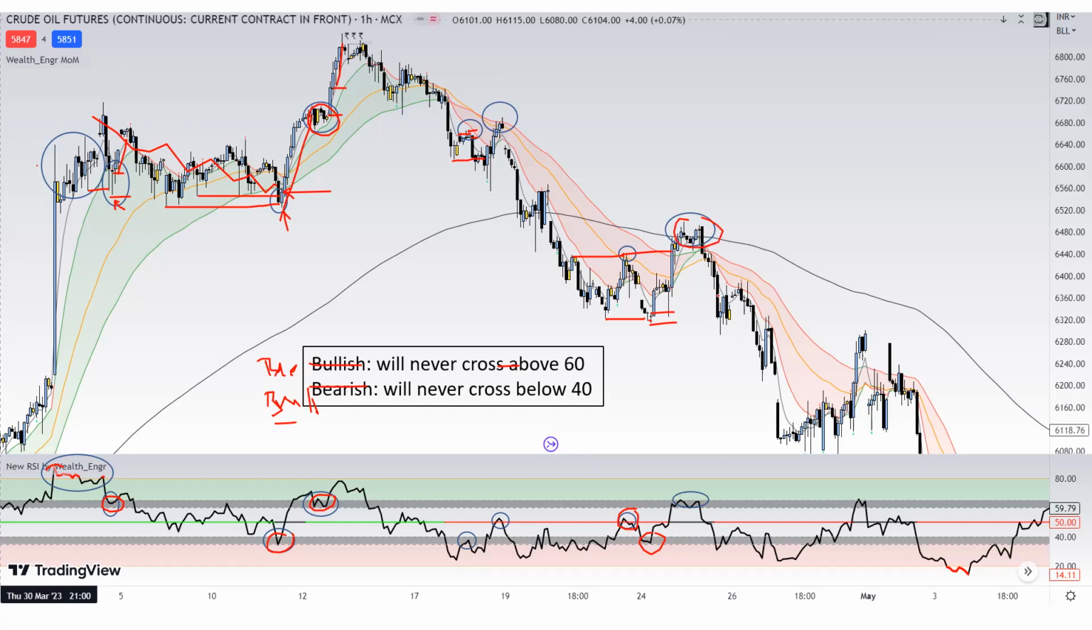Okay, at the 60 band resistance, you can go for a trade here, by keeping the stop loss above this, and this swing low you can keep as a target. Perfect. There is one more trade opportunity when price is coming into the RSI band.